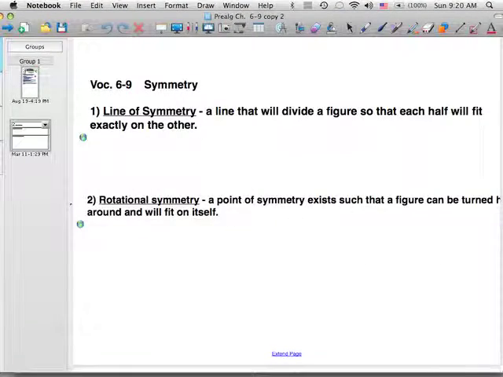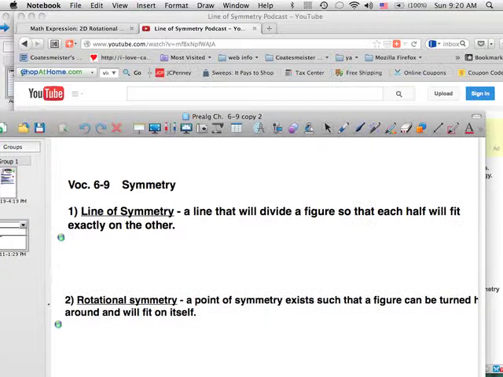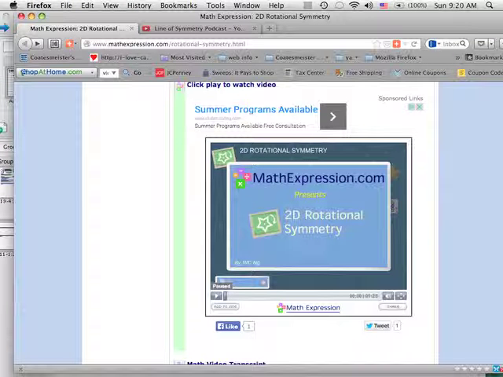There is also rotational symmetry, which is where a point of symmetry exists such that the figure can be turned around and will fit on itself. And watch the following demonstration.